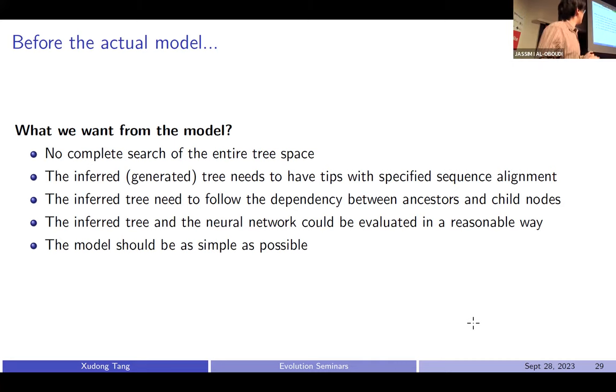The fourth one, the inferred tree and the neural network could be evaluated easily. By this, I mean we have to know how the model is doing. Since we're not labeling the topologies, we're not doing supervised learning. For unsupervised learning, it's really, really hard to know how the model is doing. So we need to come up with a clever way to evaluate our model. And the last one is the model should be as simple as possible. I know there are many fancy models in deep learning, those GPT models and transformers. We don't want any of that. We just want a simple model that anybody can understand and actually use with their best knowledge.